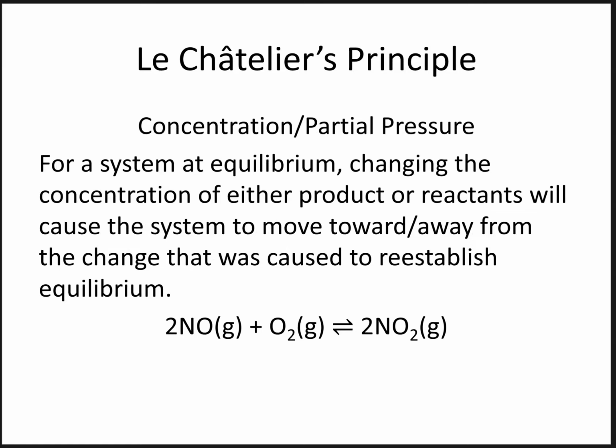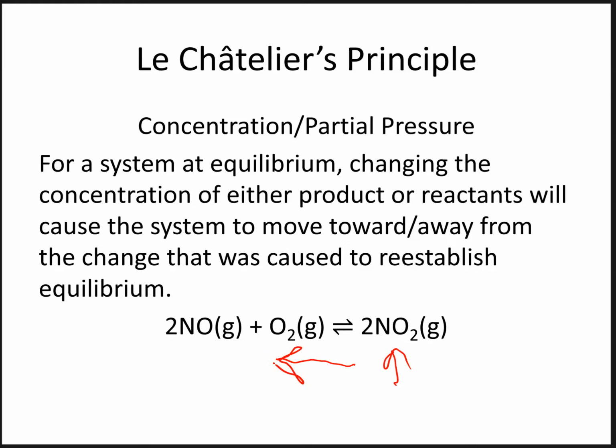So, for the reaction involving nitrogen monoxide and O2 to produce nitrogen dioxide, we could increase the pressure of nitrogen monoxide, for example, and force the reaction to go to products. Just like adding oxygen would force the reaction to move towards products. On the other hand, we could increase the NO2 pressure for some reason, and that would force the reaction to make more reactants.